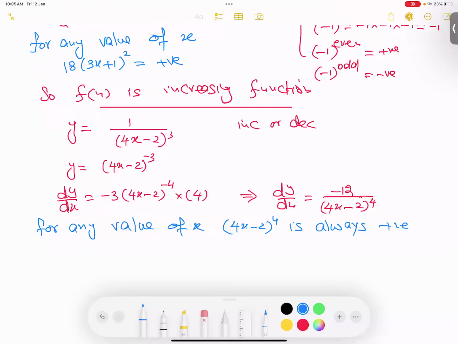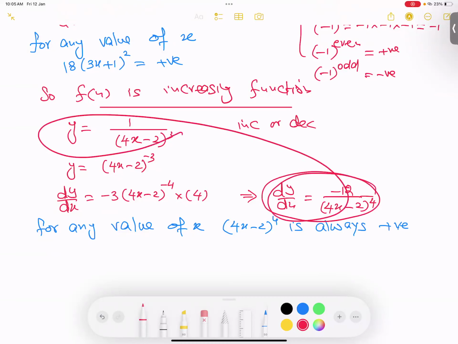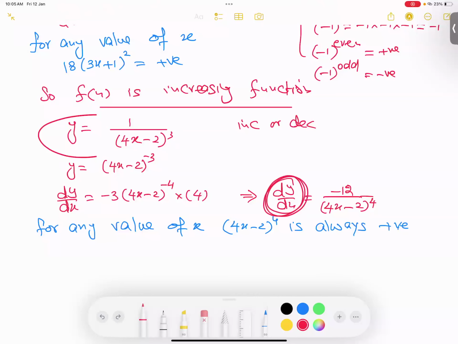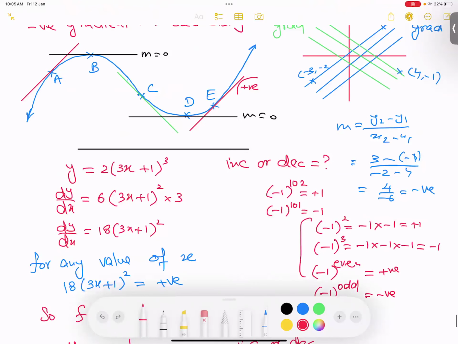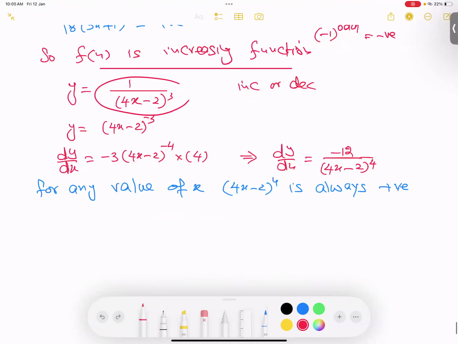Sir, that's not the equation. Wait a minute. No, we always put it in the derivative. We never put it in the function. We check the nature of the derivative because you know it very well. We care whether the gradient is positive or negative, then we decide. The curve will not decide.